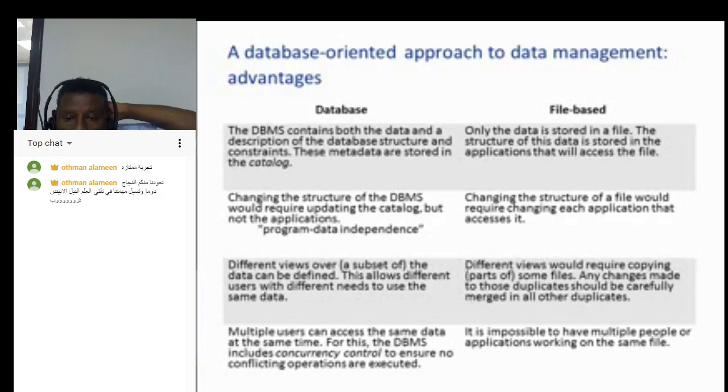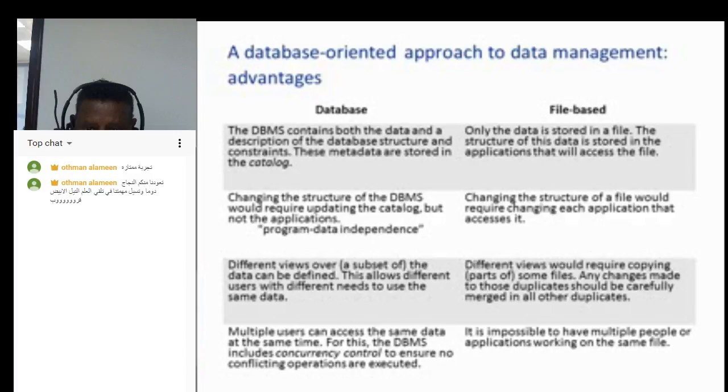So a view is basically a subset of your database tailored towards the needs or the activities of a particular set of users or applications. The nice thing about the DBMS approach or the database approach is that those views can be defined, stored in the catalog, and then subsequently used. We don't have that in the file-based approach. In the file-based approach, if you would like to define views, it would require copying files, it would require copying parts of files, and any changes made to those duplicates should be carefully merged in all the other duplicates.